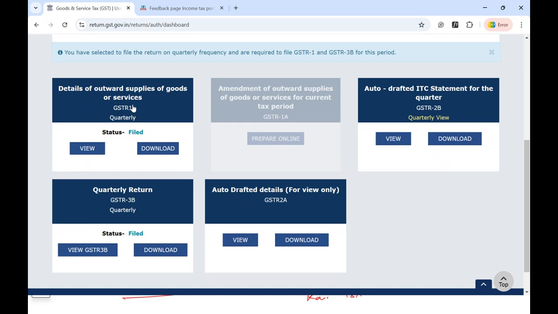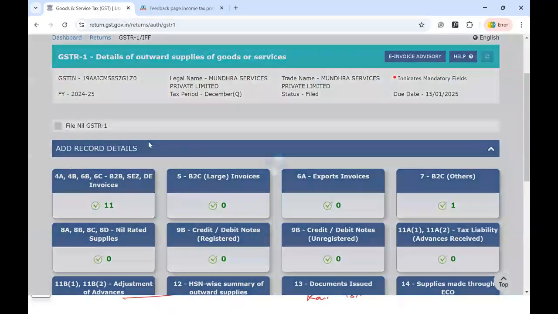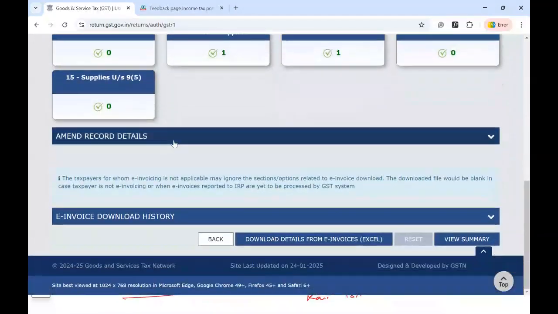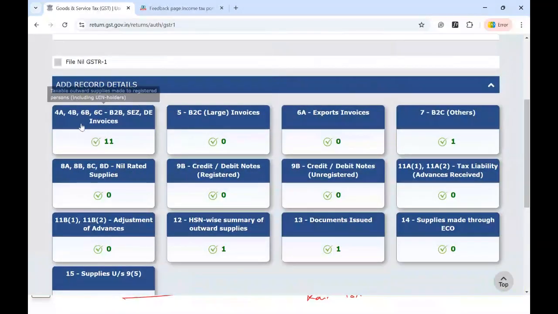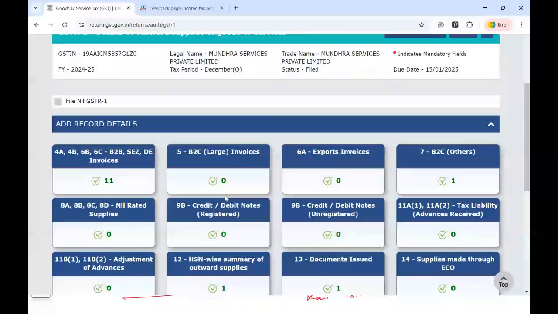It is already filed, but for view purposes, you can see how to furnish information. Say I'm using this GSTR1. I need to click over here. This is the GSTR1 form. We need to provide our information in these tabs, in these tables. So in case of B2B transactions, we are required to add our invoices in table numbers 4A, 4B, 6B, etc. That means in the first table we are required to add our B2B transactions.